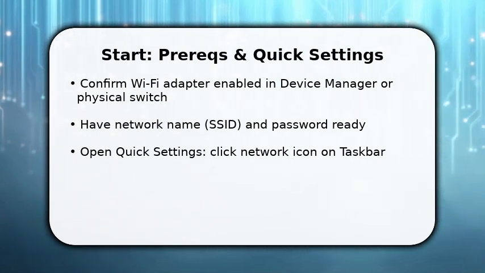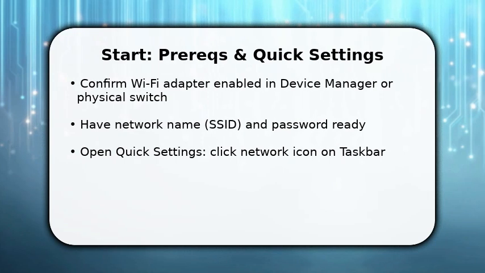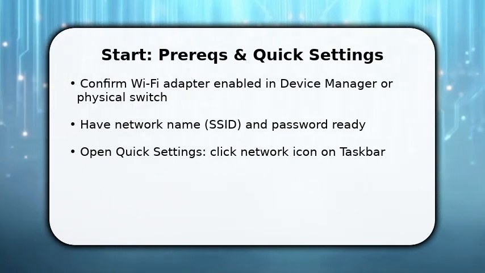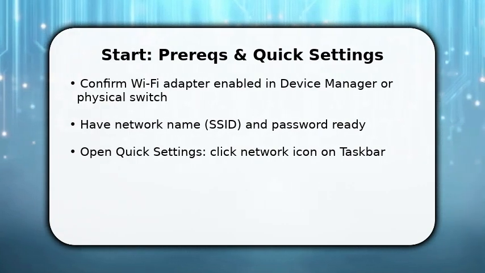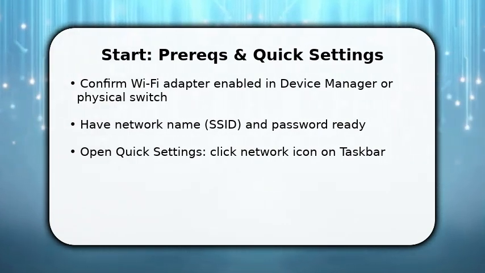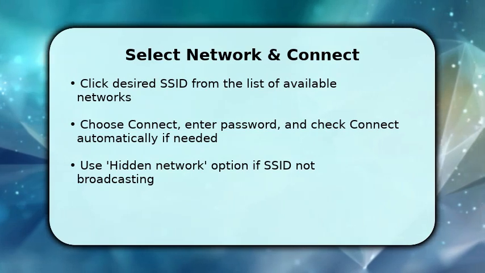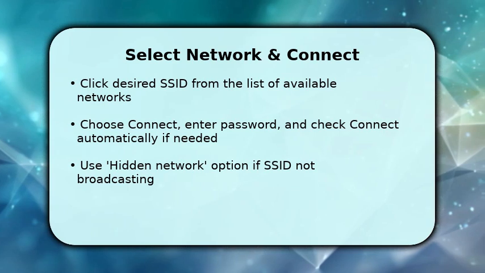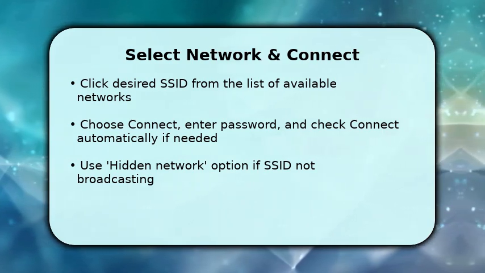Once Quick Settings shows available networks, you've completed the first step and are prepared to select and connect to the correct Wi-Fi network. Find your network SSID in the list and click it to open the connection pane. If you expect it to reconnect automatically, tick Connect Automatically before proceeding. Enter the network password carefully, then click Connect.